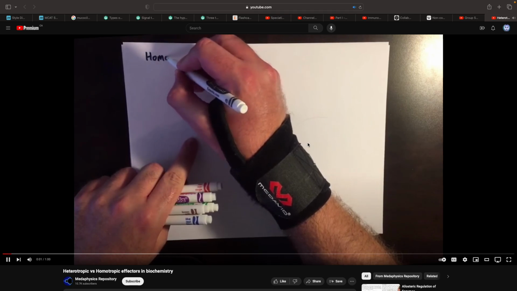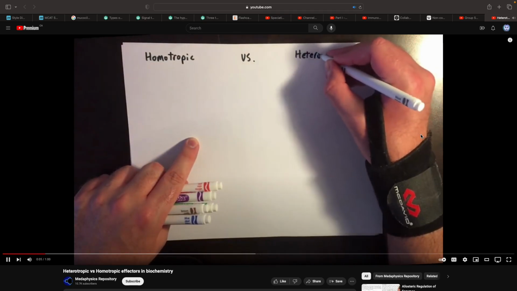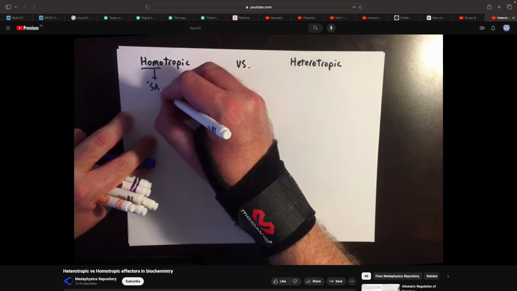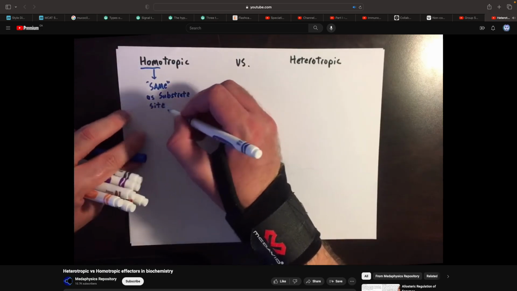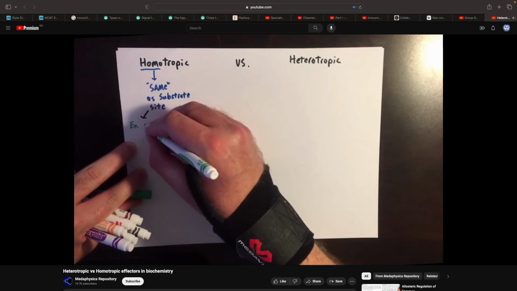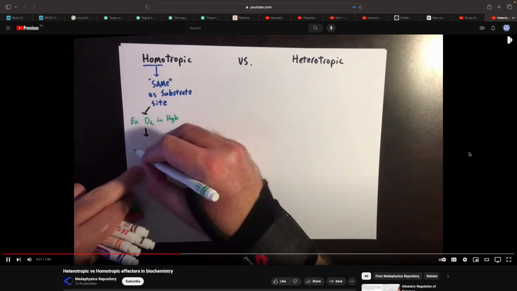So for the differences between homotropic effector molecules and heterotropic effector molecules in biochemistry, let's start this off by talking about the word origins of each of these. So homo means same, and in this case, these are substances that bind to the substrate site. They can sometimes be the substrate, or they can be other molecules as well. So for an example, oxygen binding in hemoglobin would be a homotropic effect.